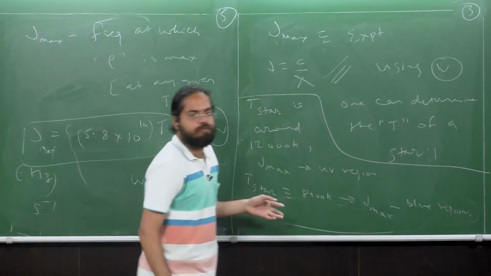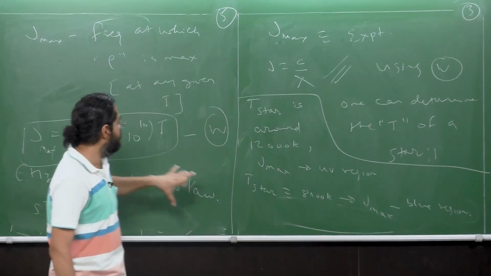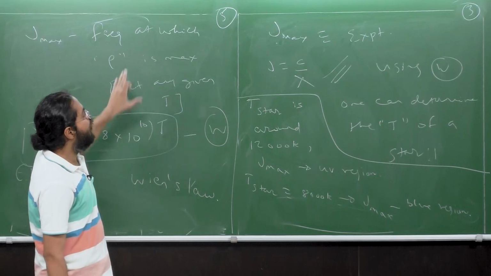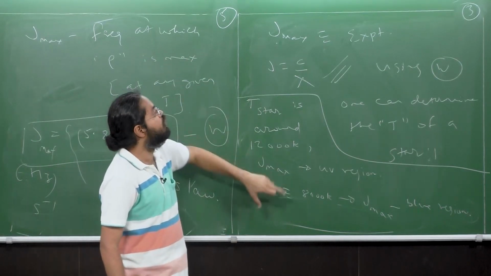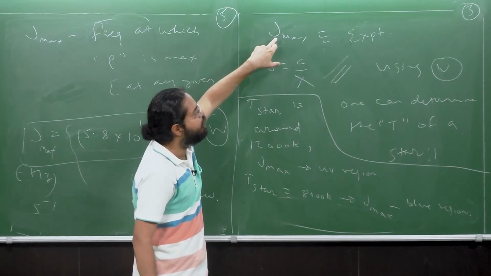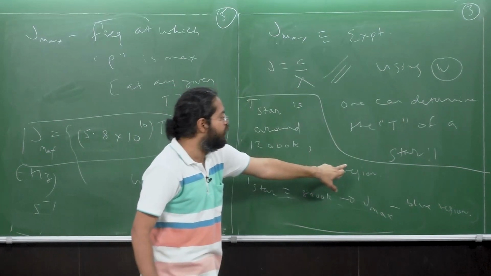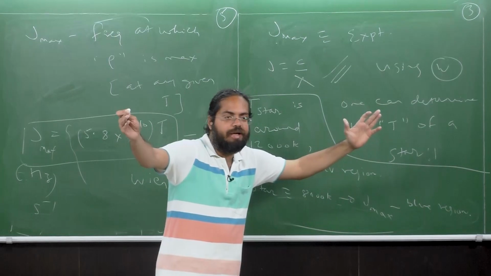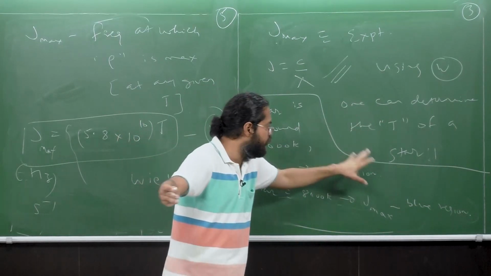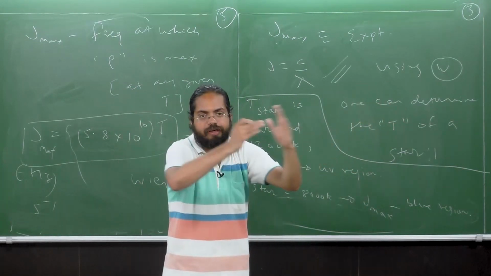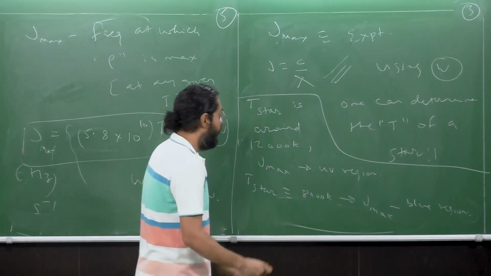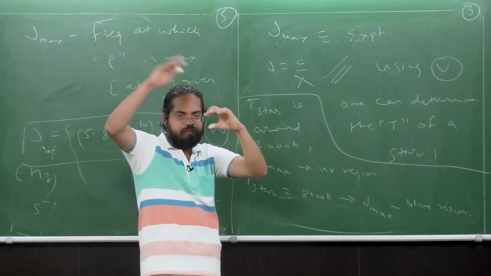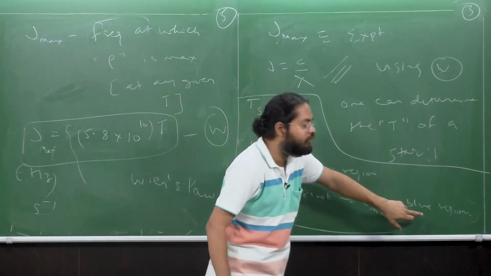How do I say all this? Well, this is because based on this law, we can measure the T star, and from the T star, we correlate it with the actual frequency value of nu max. Recall that I have given you the frequency range for all the regions in the electromagnetic spectrum. So that's how I tell this. This corresponds to the blue region, and in fact, if you use a telescope with a color filter, you can actually see the color of a star.